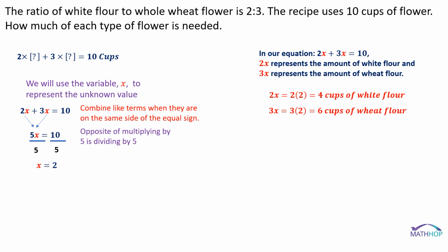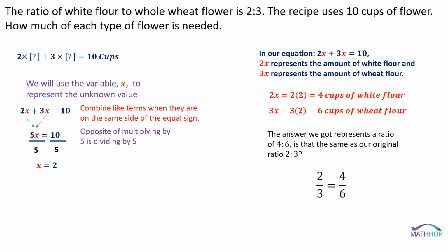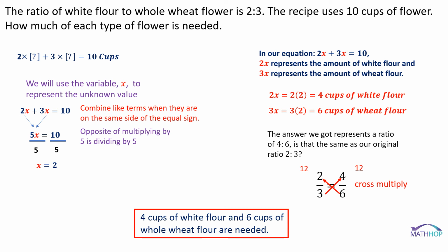You want to ask yourself, I know you probably already know that this ratio 4 to 6 is equivalent to what we started with, but for other problems, you might want to say, hey, is the ratio we got equivalent to what we started out with? So you want to say, does 2/3 equal 4/6? Remember, we can tell by cross multiplying when we get proportions. We want to know they're equal. We cross multiply. 6 times 2 is 12. 4 times 3 is 12. So our answer, in fact, is 4 cups of white flour and 6 cups of whole wheat flour.